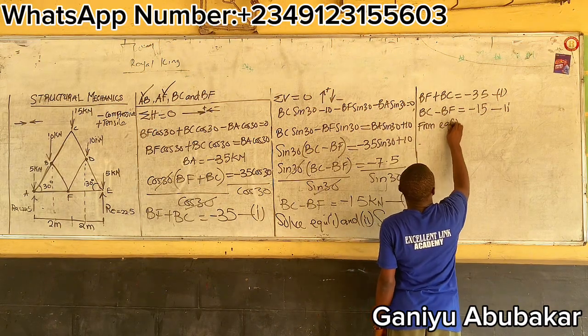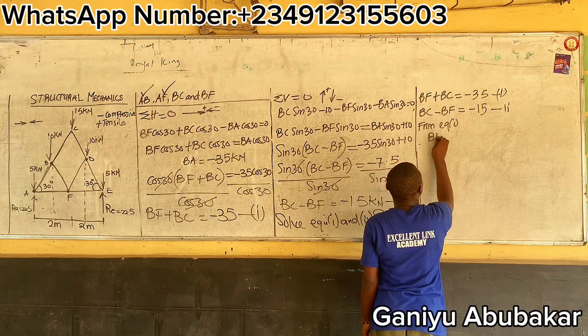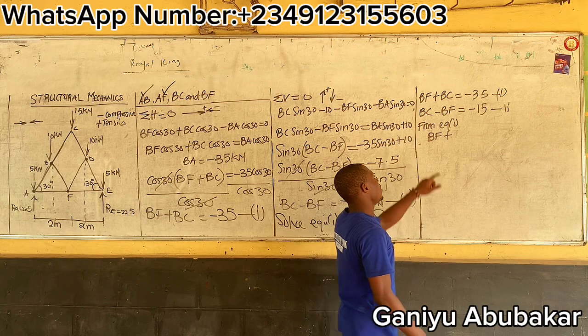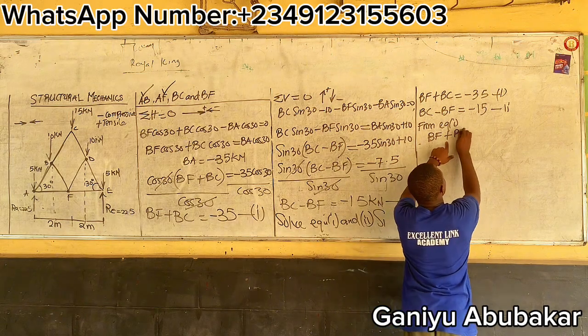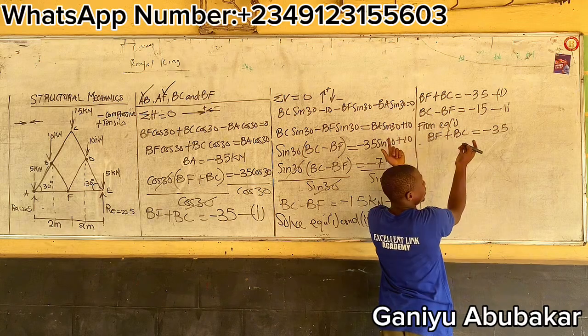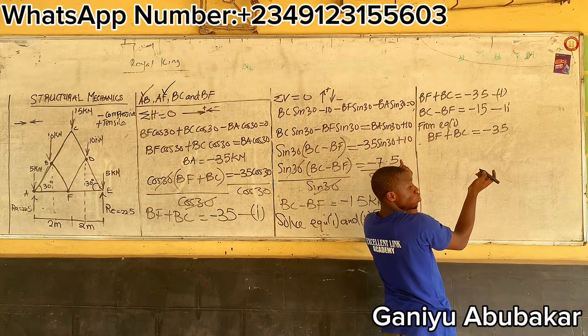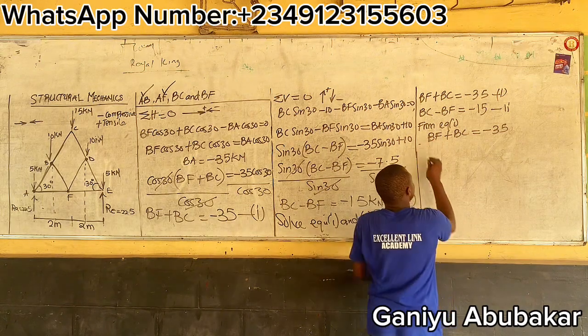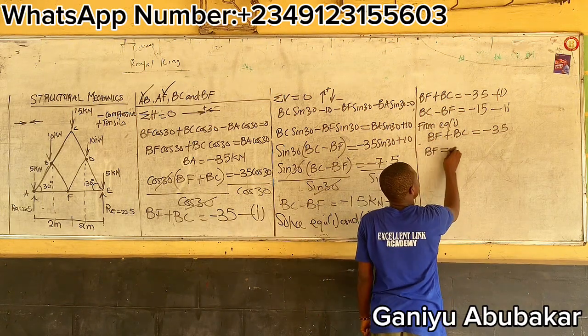From equation 1, what can I see? I'm seeing BF. Substitution method. BF plus BC is what? Let's make BF the subject from 1 and 2, or BC the subject. It depends on your choice. Anyone can get it first. Let's say I want to get BF first. That becomes what there? BF equal to what?